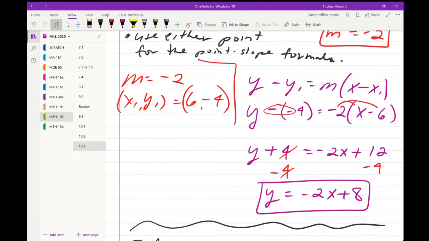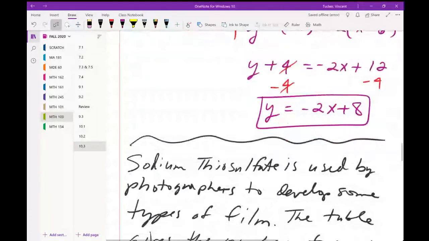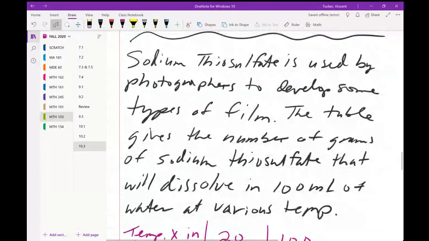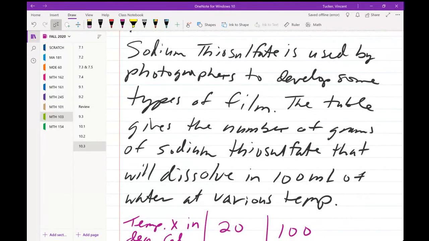All right. Let's look at the next one. So here in this one, we have sodium thiosulfate. It's used by photographers to develop some types of film. The table gives the number of grams of sodium thiosulfate that will dissolve in 100 milliliters of water at various temperatures. All right, so I'll raise it in a second.